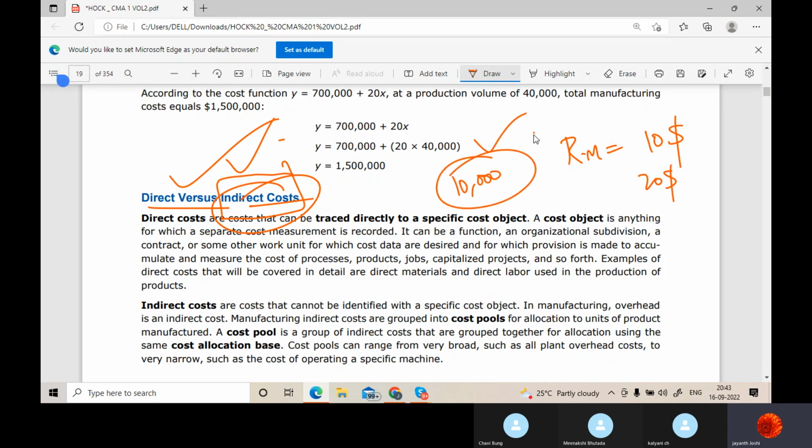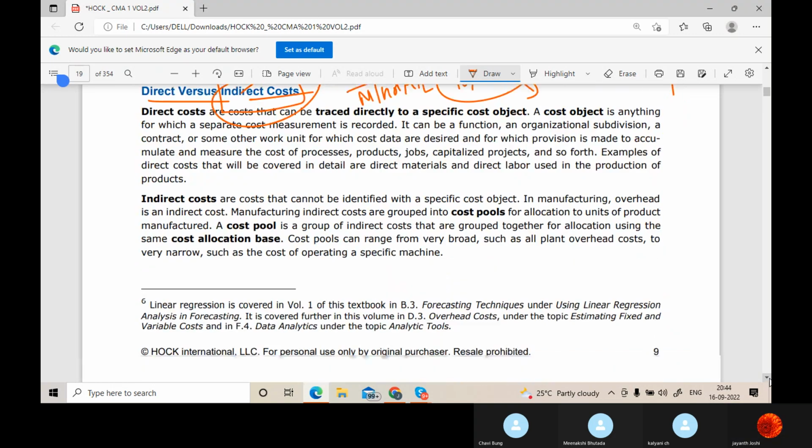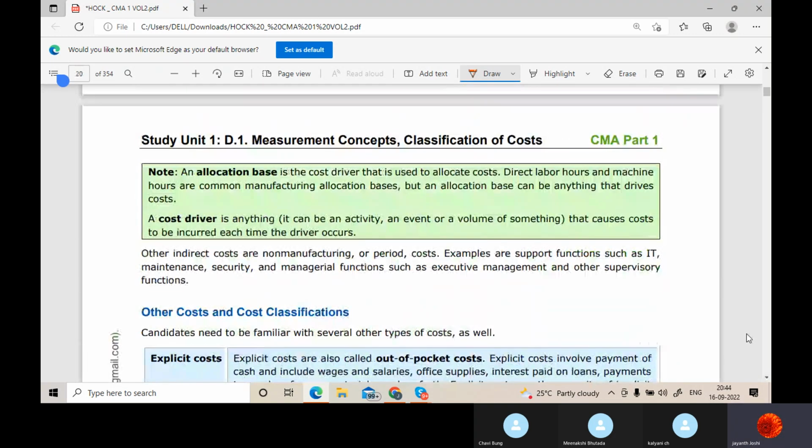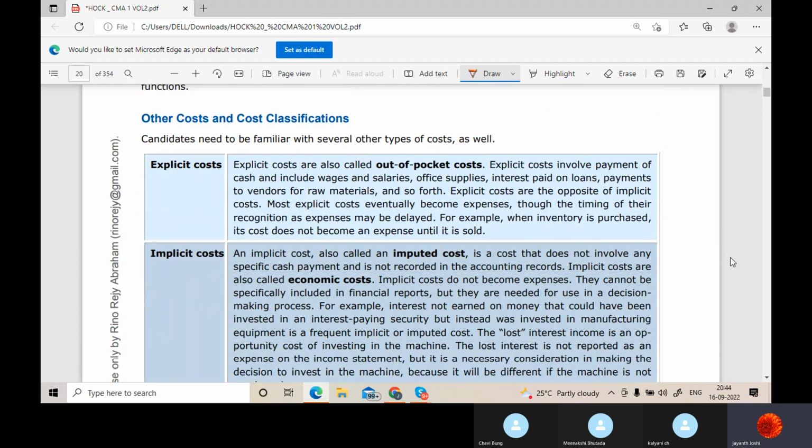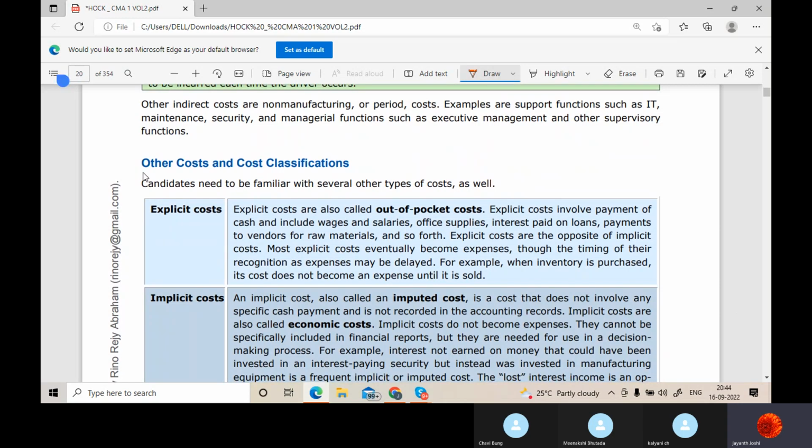and that is 10,000, let's say, the factory rent. If you want to know the per unit of this overhead, you have to divide by the allocation base, that is machine hours or labor hours in case of absorption costing. And for activity costing, I will tell you how you can allocate in the coming pages. We have that discussion, but let us first understand other cost classifications.